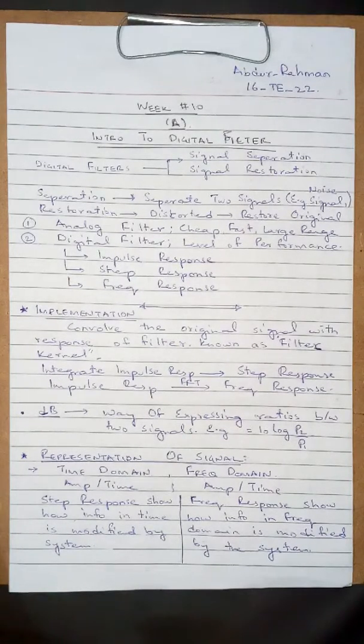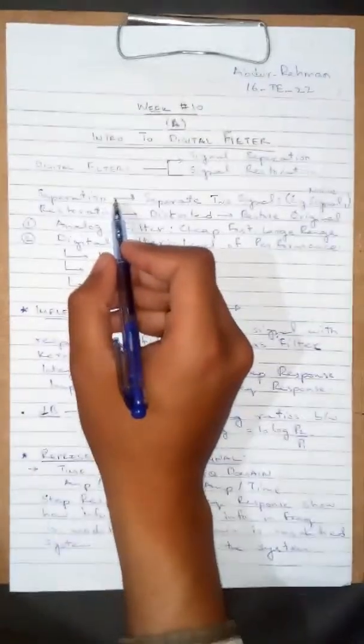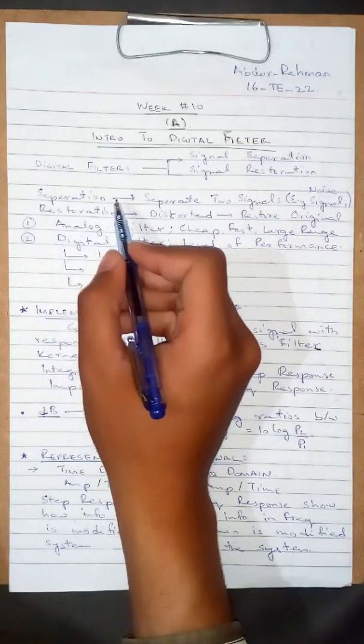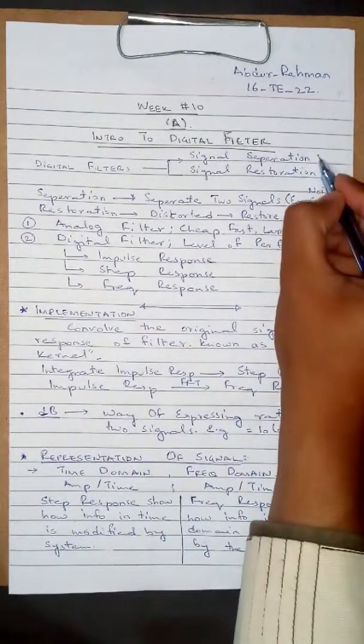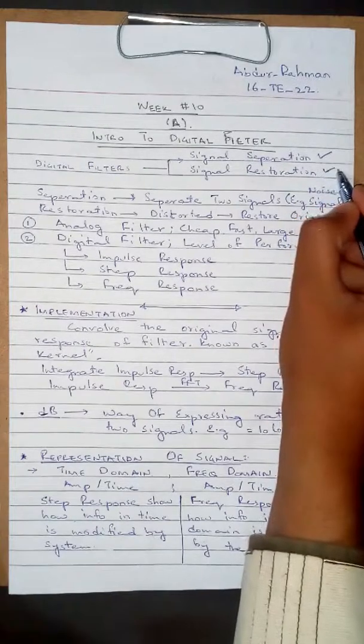In today's lecture, we will discuss the introduction of digital filters, what digital filters are and for what purposes we use them. So let's start. First of all, there are two major purposes for which we can use our digital filter. The first one is signal separation and the second is signal restoration.